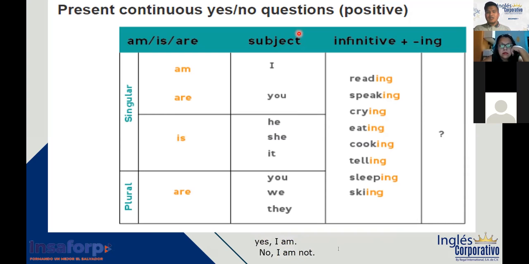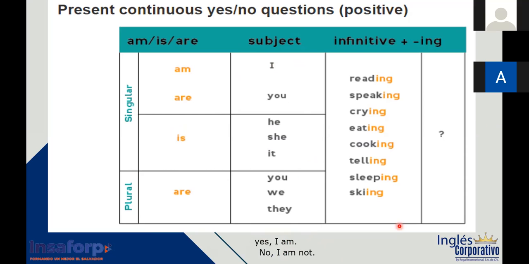So we need to remember that the short answers, las respuestas cortas to questions like this, preguntas como esta, are going to be, yes, I am, obviously depending on the subject, ¿sí? Dependiendo del sujeto o pronombre. Because if someone asks you, for example, Carla Flores, is she cooking? What would be your short answer to that? Respuesta corta sería, teacher. Yes, she is.